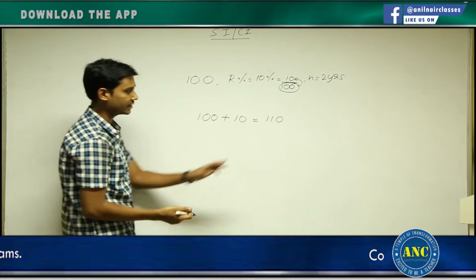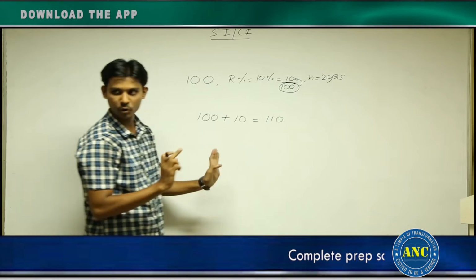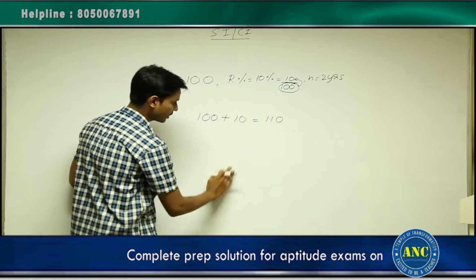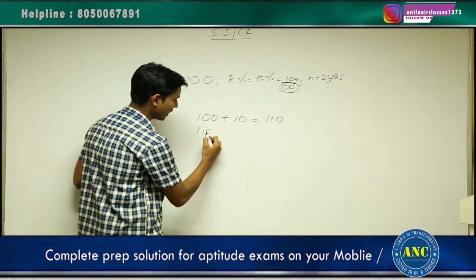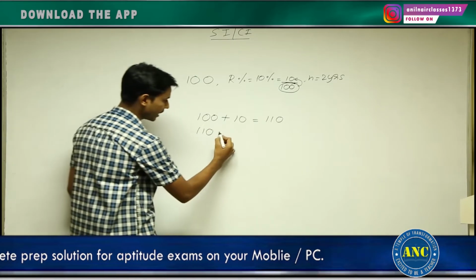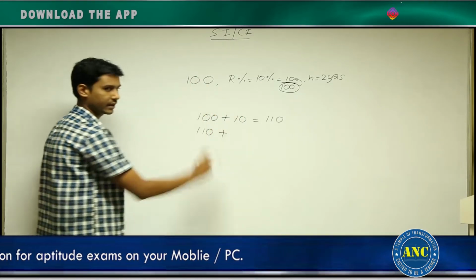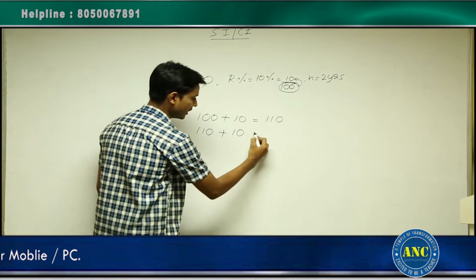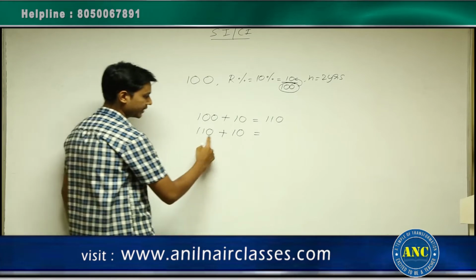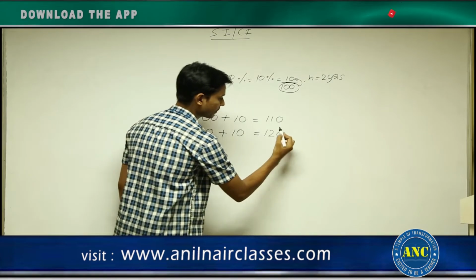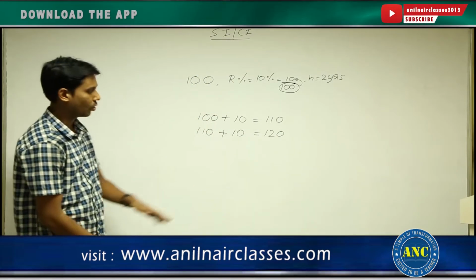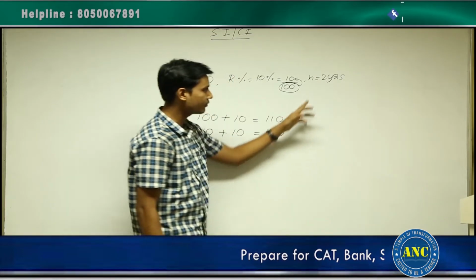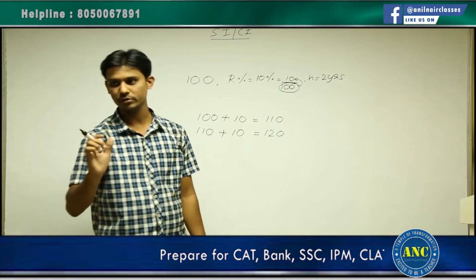That means 110 rupees of yours is there in my pocket right now. For the second year, I have 110 rupees of yours. Again, 10 percent of 100, 10 rupees extra. Second year also, I will give you 10 rupees extra. 110 plus 10, it became 120. Now it is at the end of 2 years. You gave me a duration of 2 years. After 2 years, I will return this 120 rupees to you.